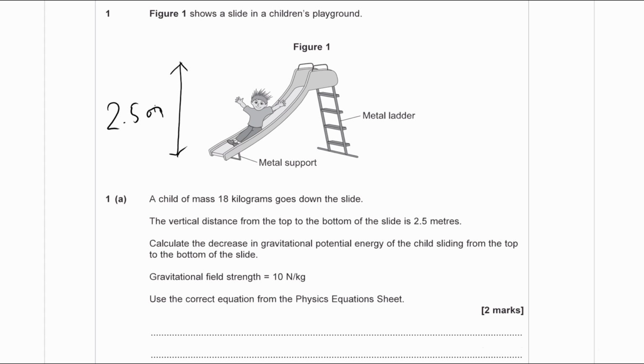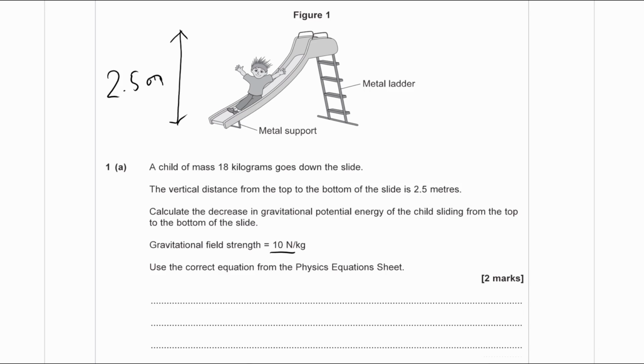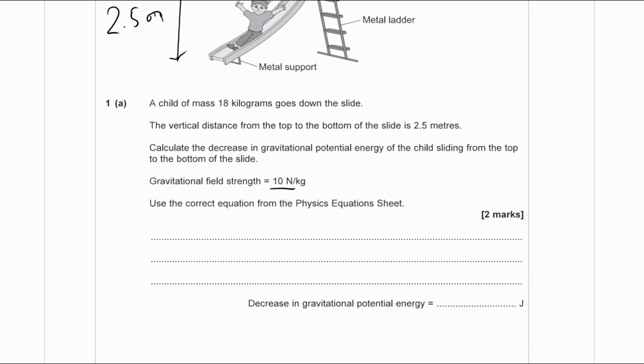It asks us to calculate the decrease in gravitational potential energy of the child sliding from the top to the bottom of the slide. Now, it tells us that the gravitational field strength is taken to be 10. Sometimes it's 9.8, but we are told in this case it's 10, so that's fine. And we're going to use the correct equation from the physics equation sheet. As usual, I would rather you remember these than just rely on the sheet, but if we have a look at the sheet, we can make sure that we are correct.